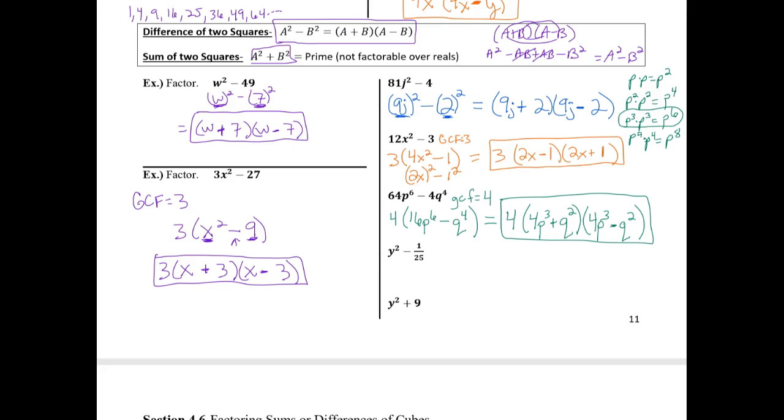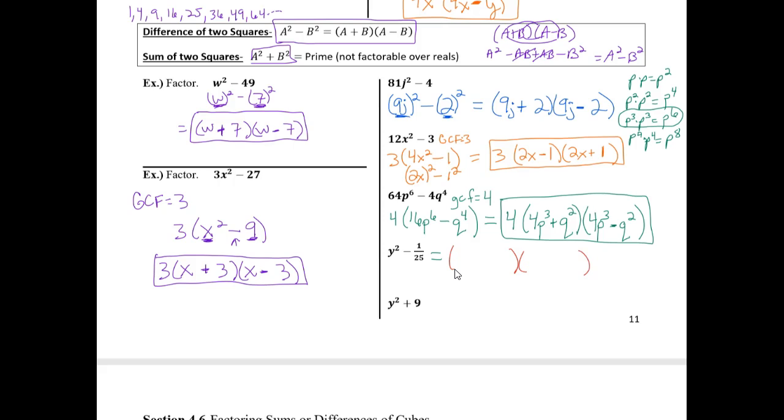Alright, let's look at another one here. I have y squared minus 1/25. So you might think a fraction is not a perfect square, but the numerator and denominator here are both perfect squares. 1 times 1, 5 times 5. So this is still a difference of squares. There's no GCF now, so I go directly into my 2 sets of parentheses.